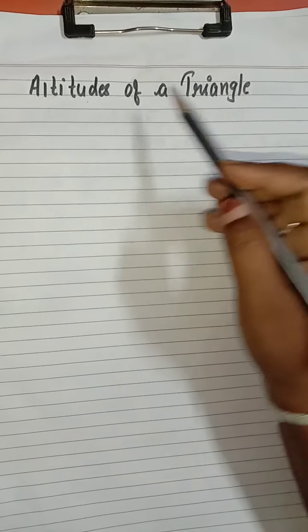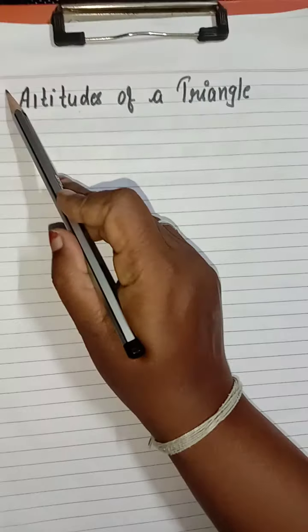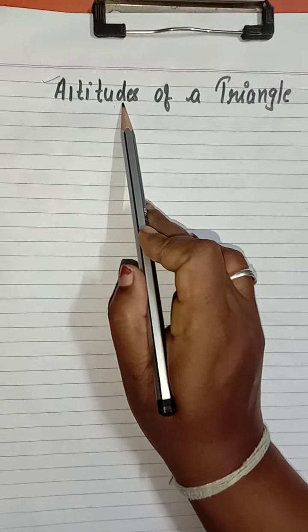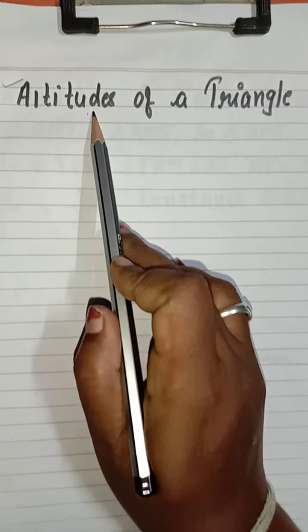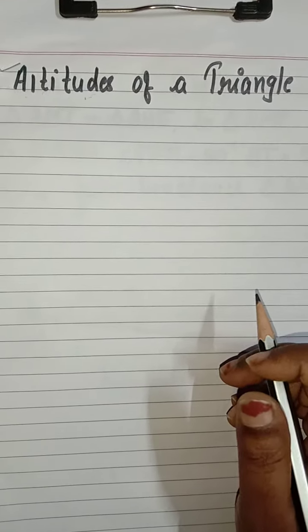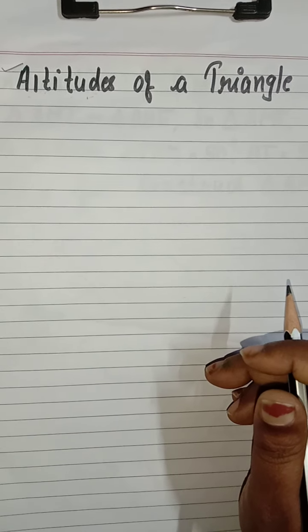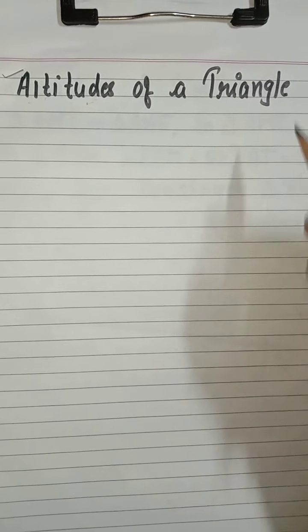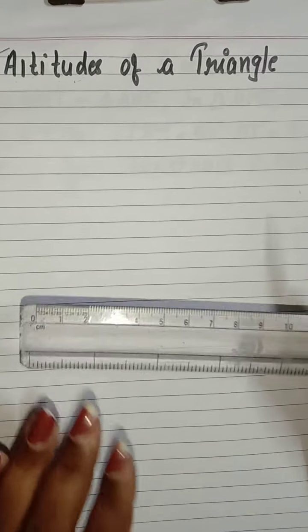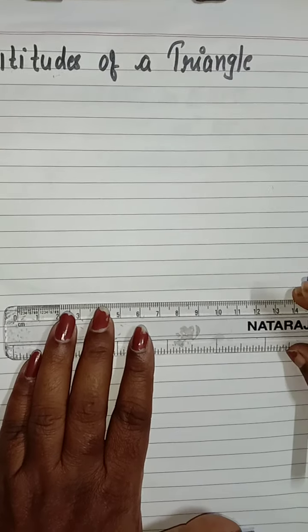So what we are going to learn? Altitudes of a triangle. Altitude is nothing but a height. In a triangle we can draw three altitudes. The meaning of altitude is what? Height. Now we have to learn altitude of a triangle. So it is very important to draw the triangle. So first I am going to draw the triangle.